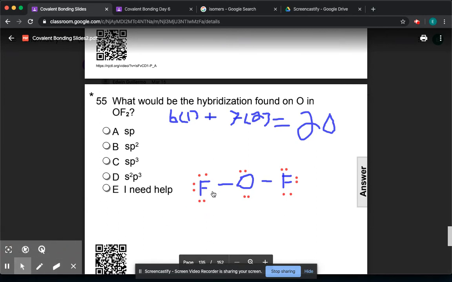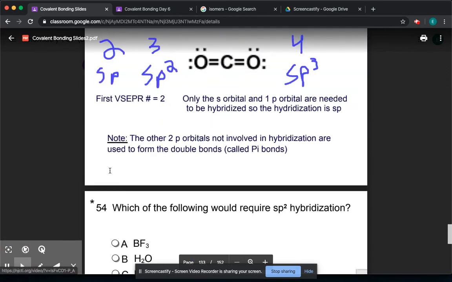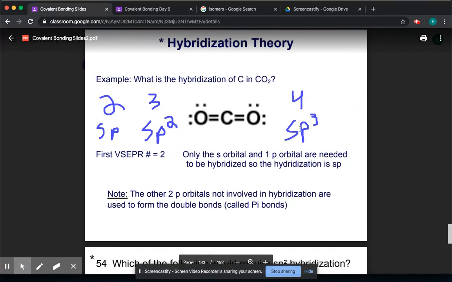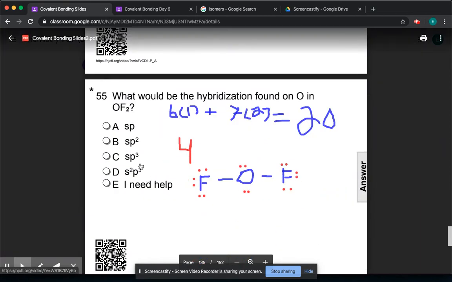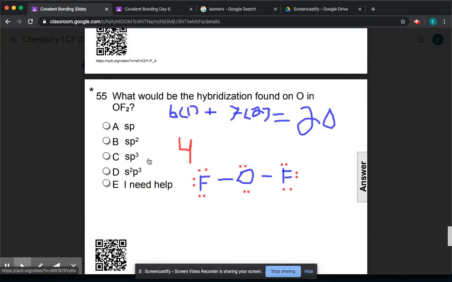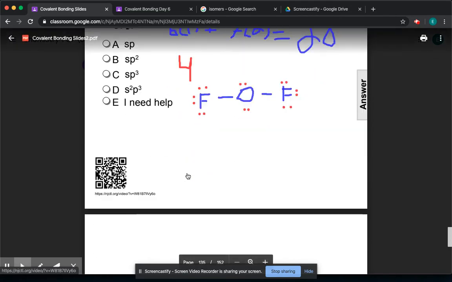Okay. So what is the first VSEPR number? Remember, the first VSEPR number is the number of bonds and the number of lone pairs. Okay. So we have 2 bonds and 2 lone pairs. So that first number is going to be 4. And if that first number is 4, the hybridization we need is sp3. So the answer would be C. Okay, the answer here would be C.